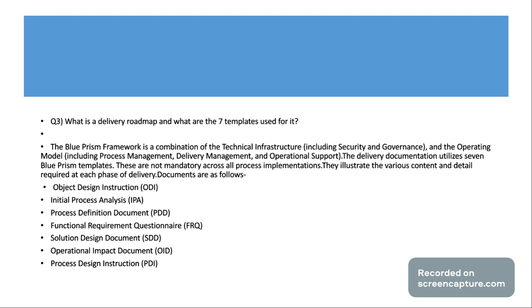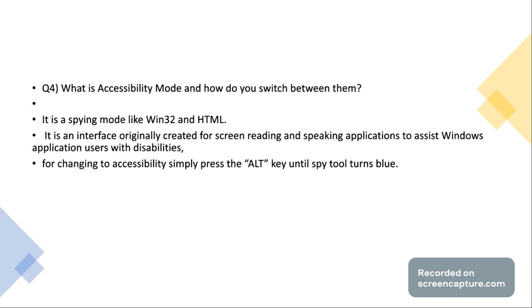Documents are as follows: initial process analysis, IPA; process definition document, PDD; functional requirement questionnaire, FRQ; solution design document, SDD; operational impact document, OID; process design instruction, PDI; object design instruction, ODI. Q4. What is accessibility mode and how do you switch between them?